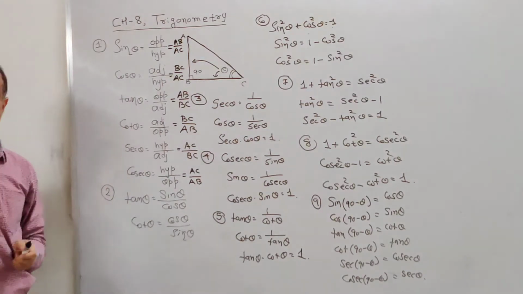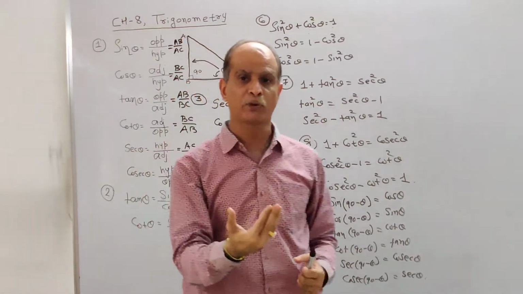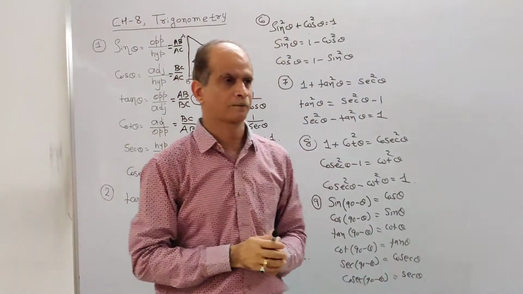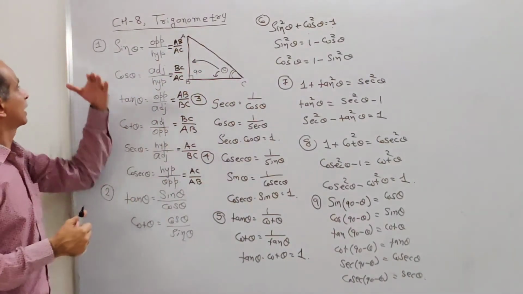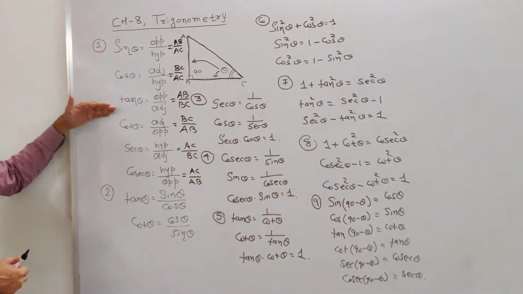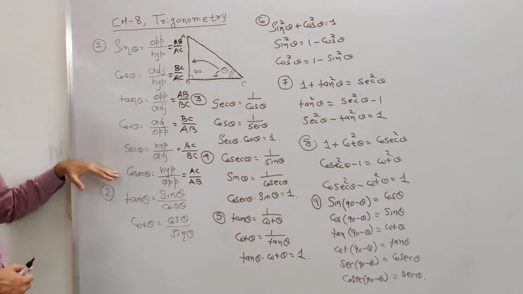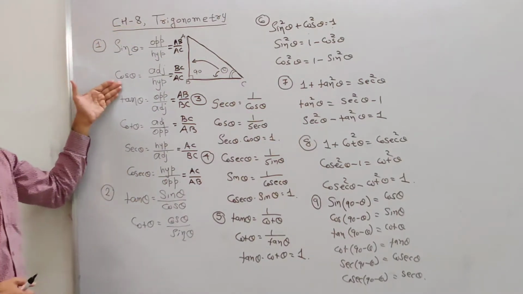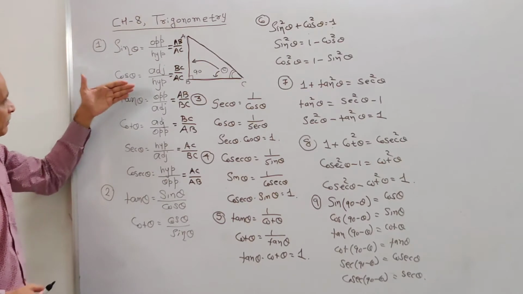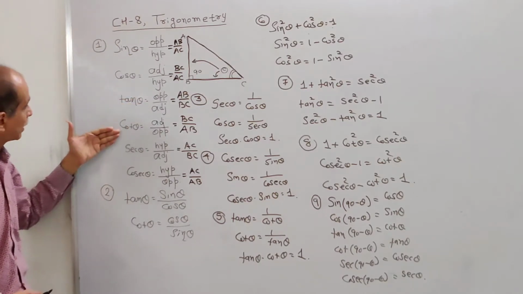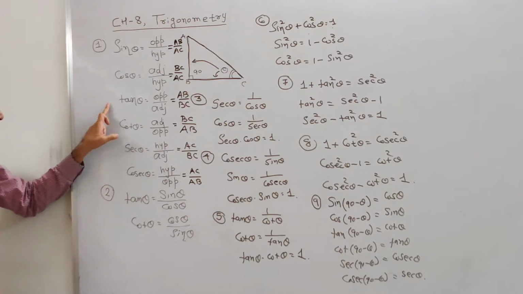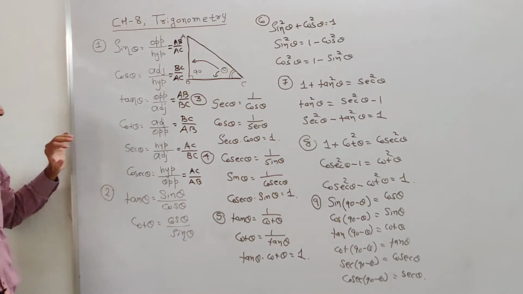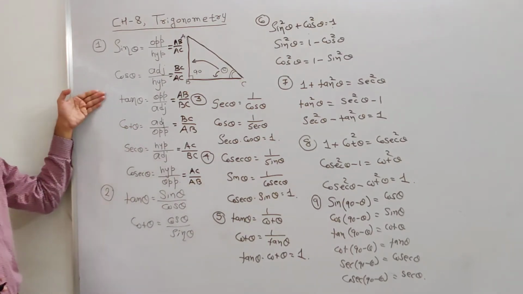So this is the first set of formulas, and this set is very important to solve most of the examples of exercise number 8.1. These formulas give you sin theta, cos theta, tan theta, cot theta, sec theta and cosec theta in a right angle triangle. Sin means opposite upon hypotenuse, cos means adjacent upon hypotenuse, tan means opposite upon adjacent, cot means inverse of tan. Because tan means opposite upon adjacent, cot means adjacent upon opposite. So cot theta is the inverse of tan theta.